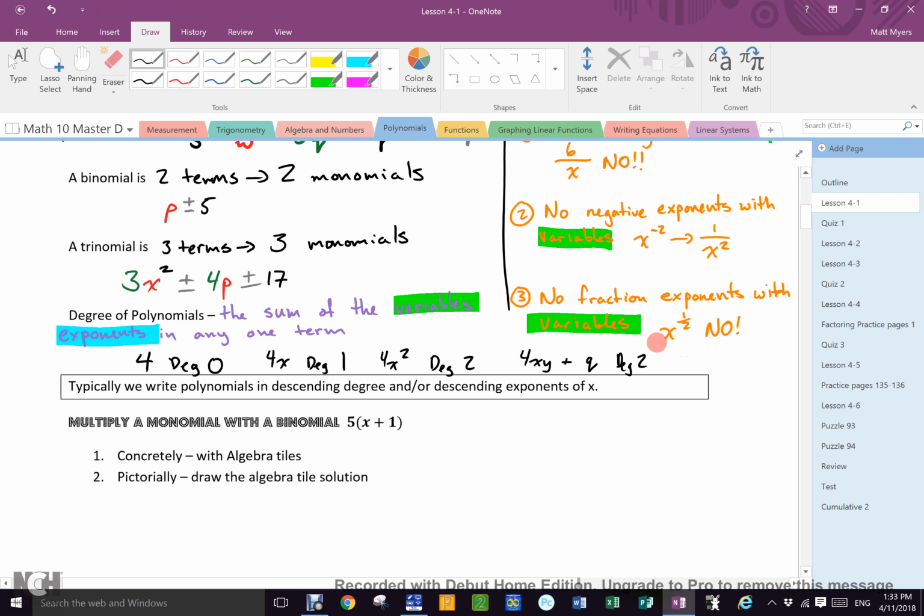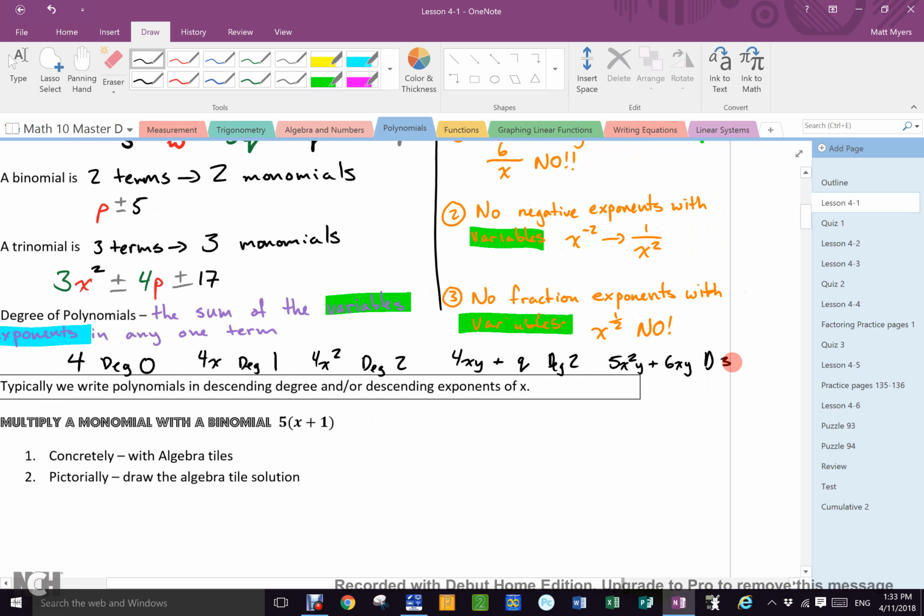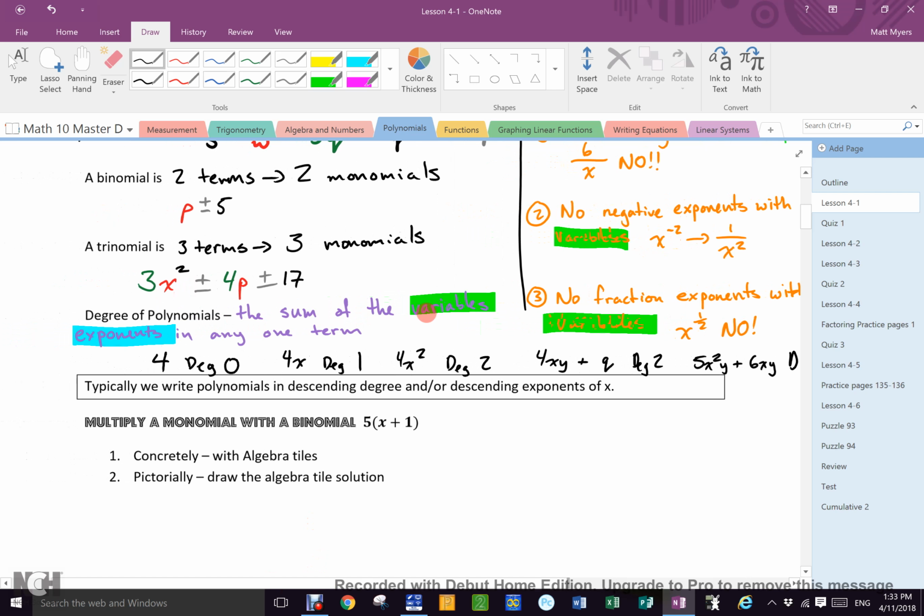And finally, the last example, because you've got it: 5x squared y plus 6xy. Degree 3. Any one term, or did you pick the one term with the largest? The largest. I didn't put that in the definition. Sum of the variable exponents in any one term. Right there needs to be the word largest. Yeah. The largest sum of the variables in any one term.